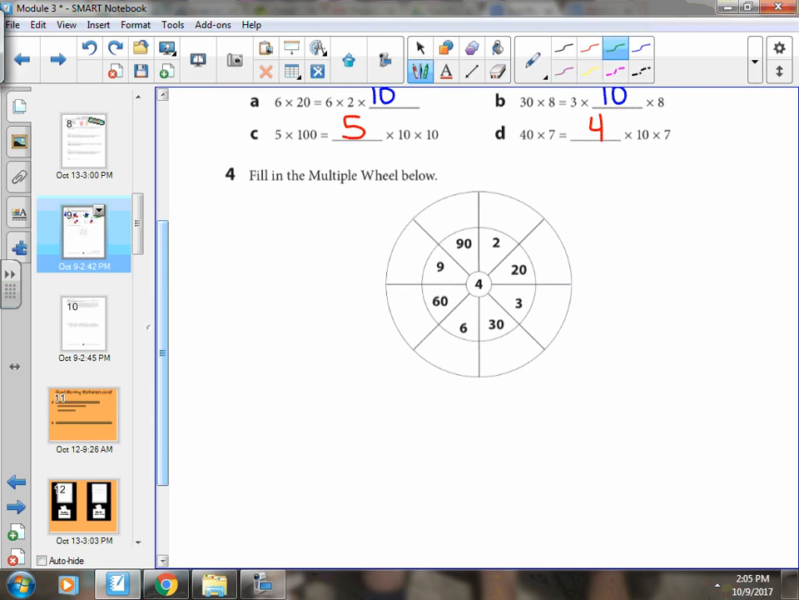So on these, you take that center number and you multiply out. So 4 times 2 is 8. And if I know 4 times 2 is 8, then 4 times 20 is 80. 4 times 3 is 12. So 4 times 30 is 120. 4 times 6 is 24, so 4 times 60 is 240. 4 times 9 is 36, so 4 times 90 would be 360.